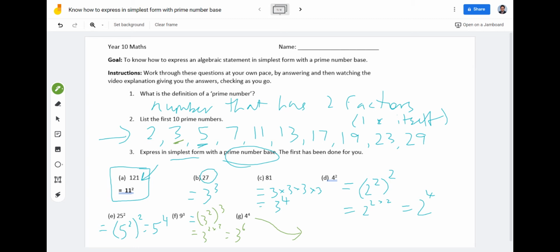Right, our last one. Remember to be pausing these and watching as you go and having a go yourself. 4 to the power of 4. What can we write 4 to the power of 4 as? Well, 4 is 2 squared to the power of 4. And 2 to the power of 2 times 4, so that's going to be 2 to the power of 8. Happy days. Done. All right, next page.